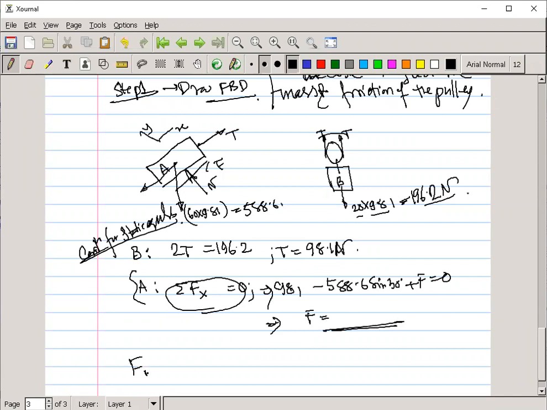Now F max you have to calculate. How to calculate the F max? That is the static friction amount. So static friction coefficient is 0.25. N is how much? 588.6 cos 30, right? Because this is your 588.6. So one component should be along this one, another component along this one.